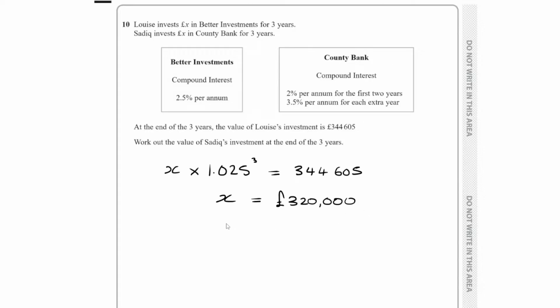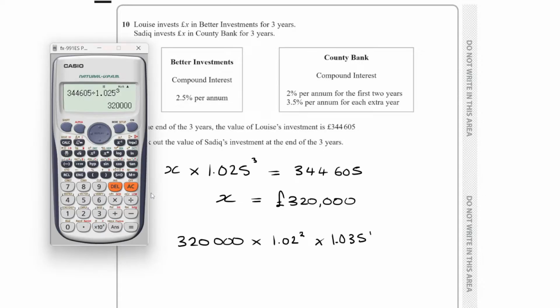So now I'm going to look at County Bank. 320,000 multiplied by 1.02, it's 2%, but that's only for 2 years, so squared. Now you can work this out and then work out the second one separately, but I just put it all in one. Times it by 1.035. Now that was only for technically 1 more year, so it is to the power of 1, but obviously that makes no difference, does it? So that's what I'm going to put into my calculator. As I said, you can do it in split steps if you want. I'm just going to type it all in at once.